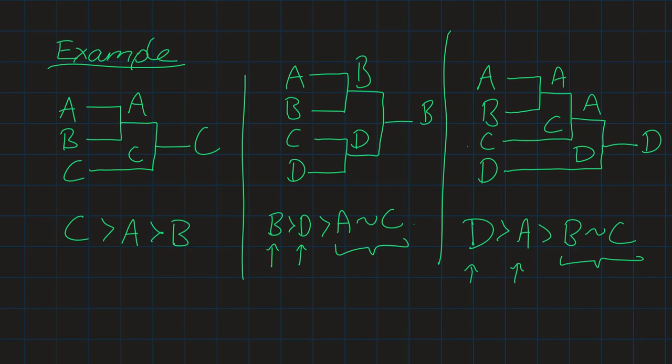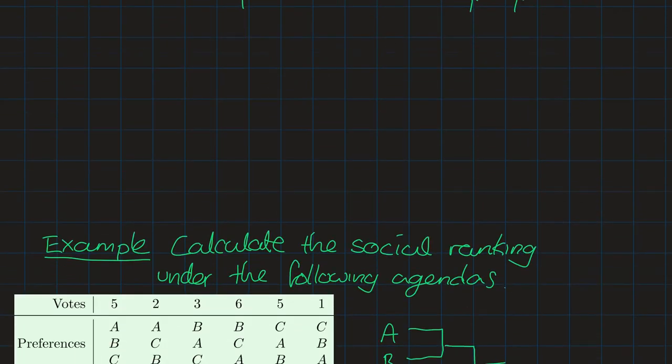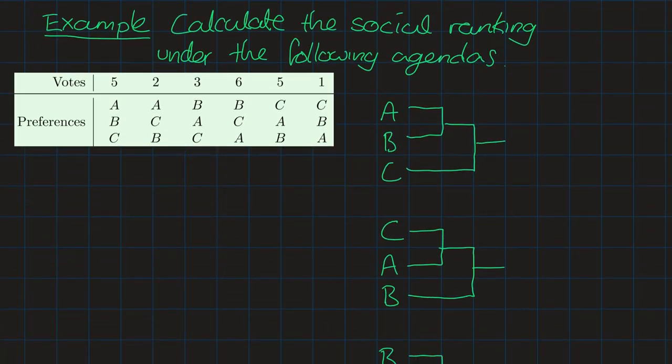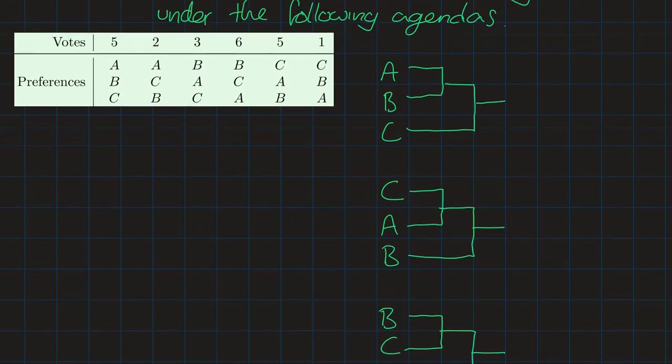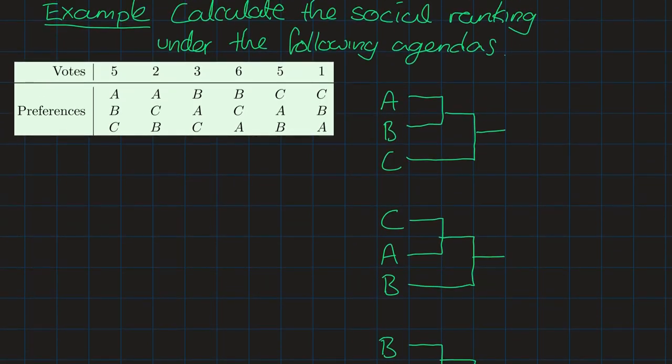Let's do an actual concrete example now. Here's the example: calculate the social ranking under the following agendas. I've written down 3 agendas, and I want to do all 3 of them. Let's start with the first agenda. I want to know what happens when A goes head-to-head against B. I'm going to write this separately: what happens when I have A versus B?